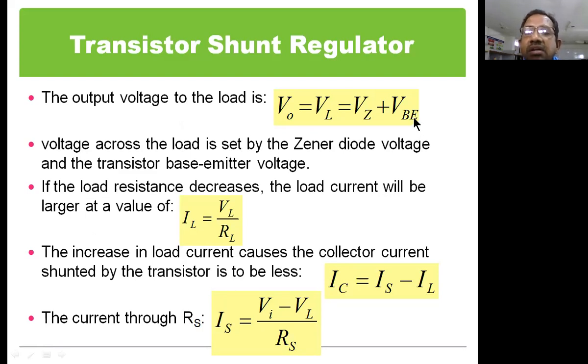So what happens here is that V0 is constant if VZ and VBE are kept constant. Thereby, V0 becomes independent of the changes in the line voltage and the load current. So these are the basic equations of the output voltage that we can consider.